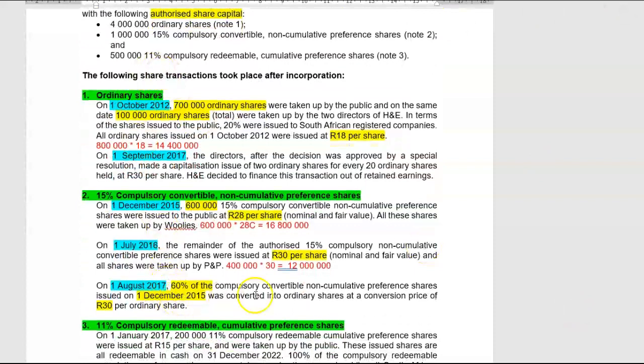Well, now it was converted into ordinary shares. Obviously, this was originated by the conversion of the pref shares. But that 1 August is before September, and these converted shares are going to have an impact on this transaction on the 1st of September. So let's do the conversion first, and then we can go back to the 1st of September. Great. So 60% of 16.8 million gives us the value of the pref share capital which was converted, and that is 10,080,000.